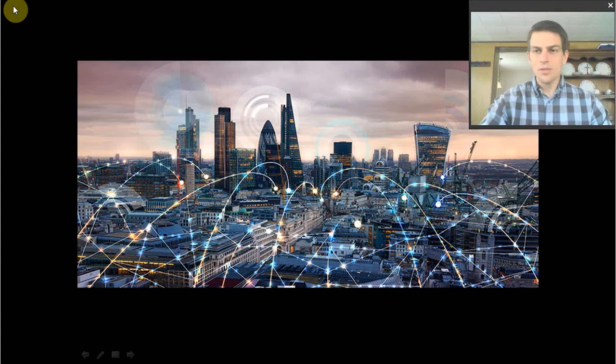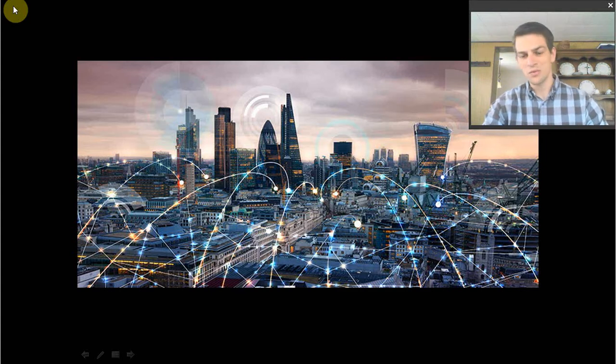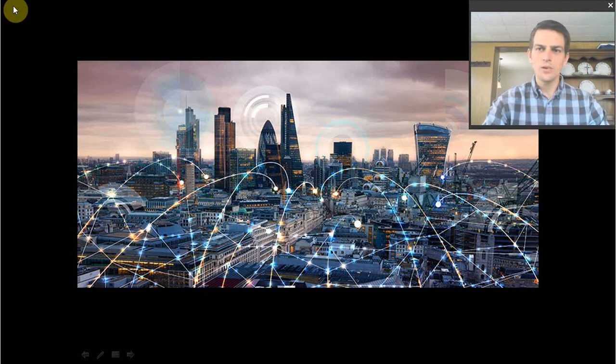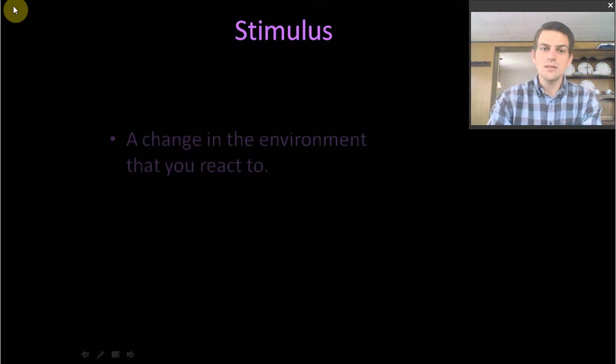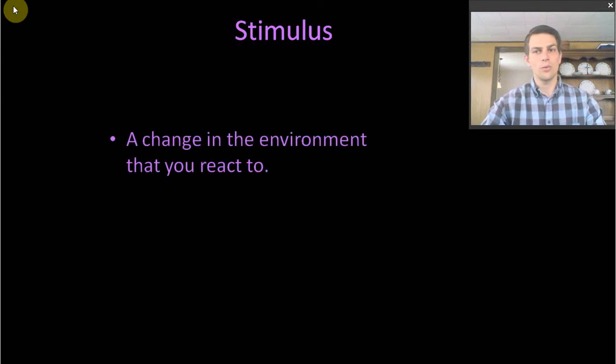So, anytime that we sense something using one of our 5 senses, there's actually more than 5 senses, but we break it down into 5 main senses, we sense what is called a stimulus. Now, a stimulus is basically anything that you can sense. So it is a change in the environment that you react to.